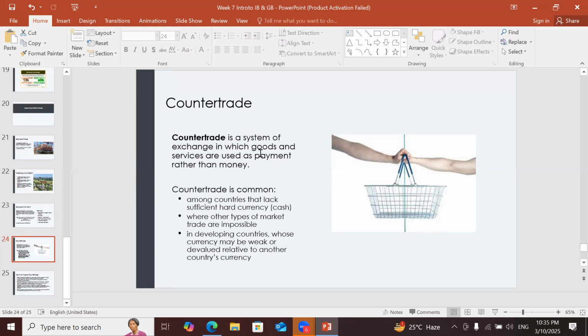Counter trade. Counter trade is a system of exchange in which goods and services are used as payment rather than money. Without money, you do the trade of business, product by product. But this concept is a very old concept. Trade by exchange, no exchange by cash. Okay, very old concept.